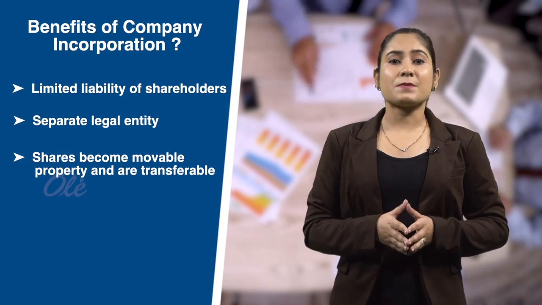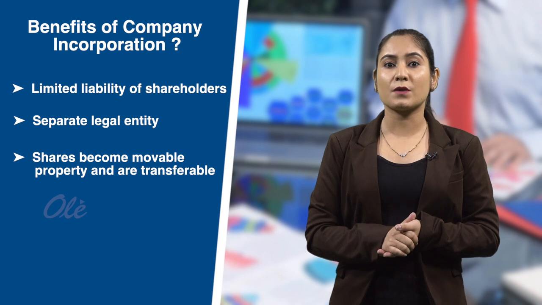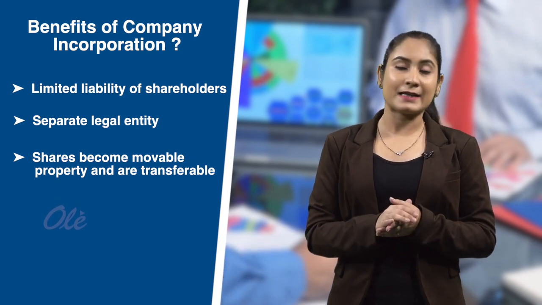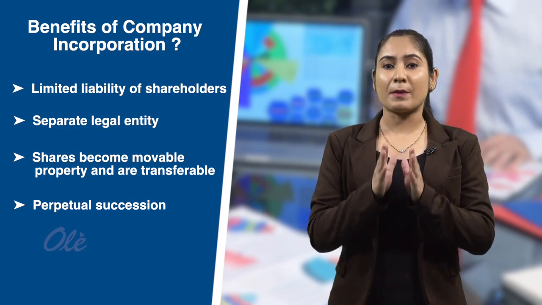Third, the shares become a movable property of the shareholders. So if any of the shareholders wants to transfer their shares, they can easily do that. Fourth, it provides the benefit of perpetual succession. So if any of the members is not available or is not alive, then also the company keeps on in existence until it is actually liquidated.